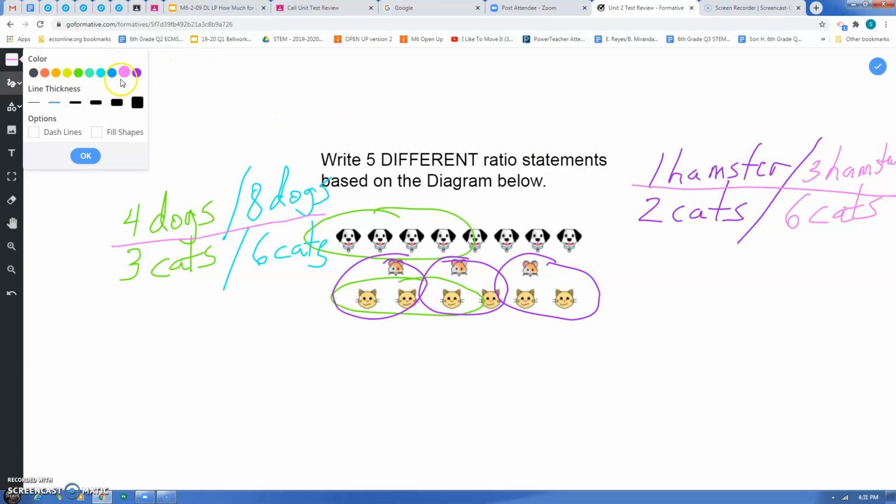Or I can compare between the dogs and the hamster. So the total, of course, the total would have 8 dogs, 3 hamsters. Okay.